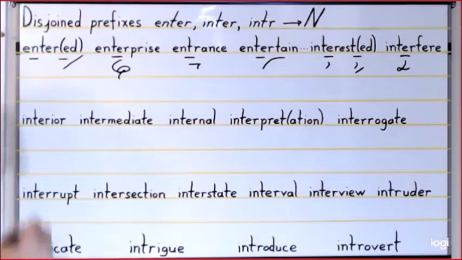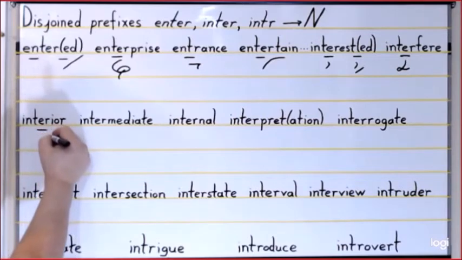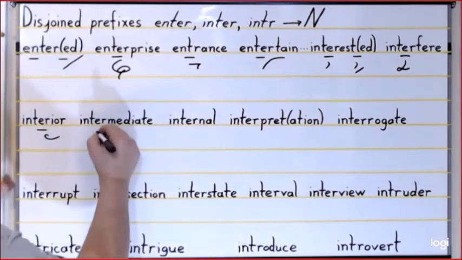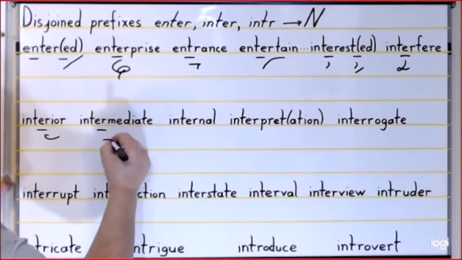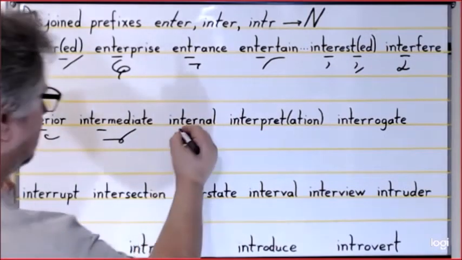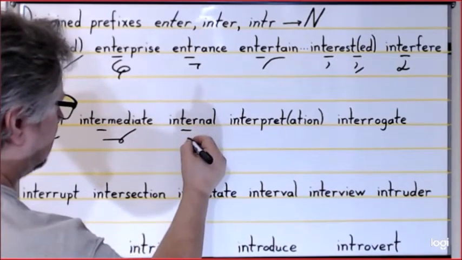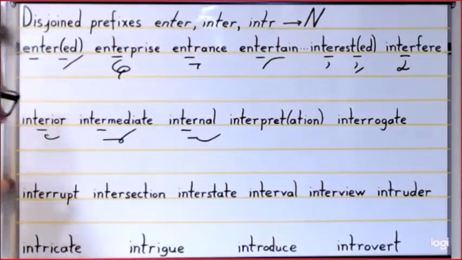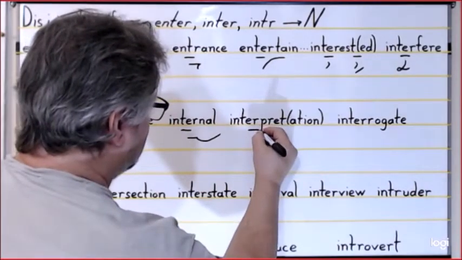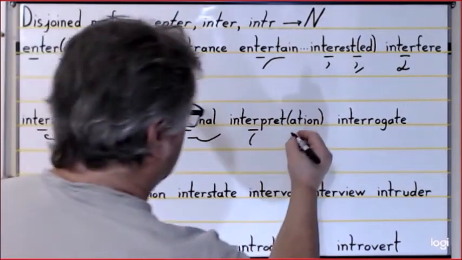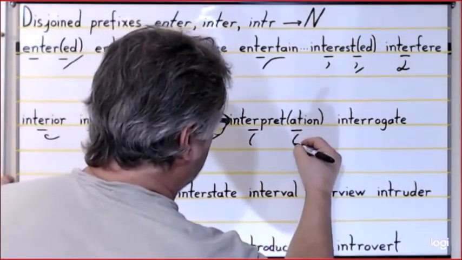For interior, it is an N, and then we're going to put this O in here, O, R. For intermediate, it is an N, and then an M, E, D. Internal is an N, and another N below it, and then an L. For interpret, it is an N and a P. For interpretation, it is an N, a P, and an SH.